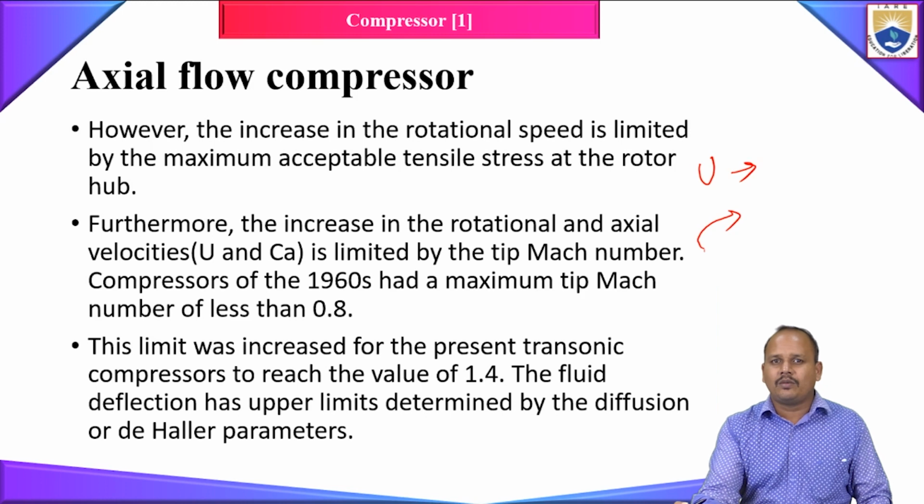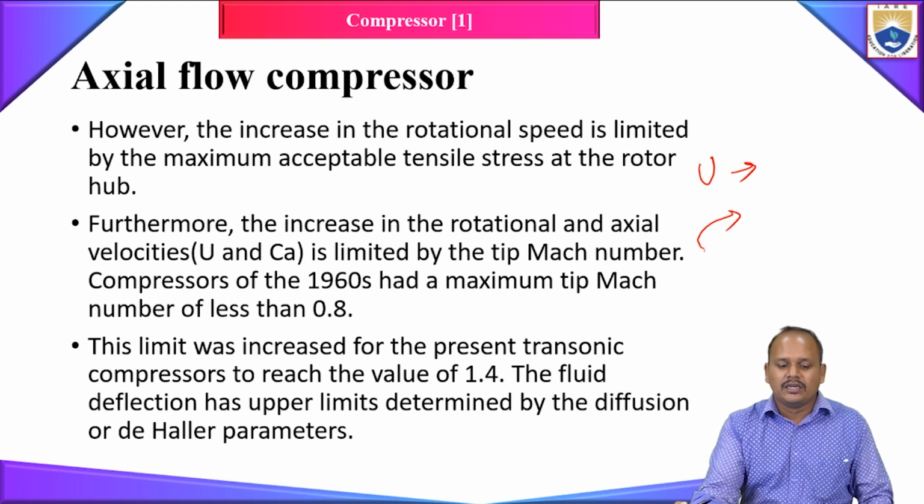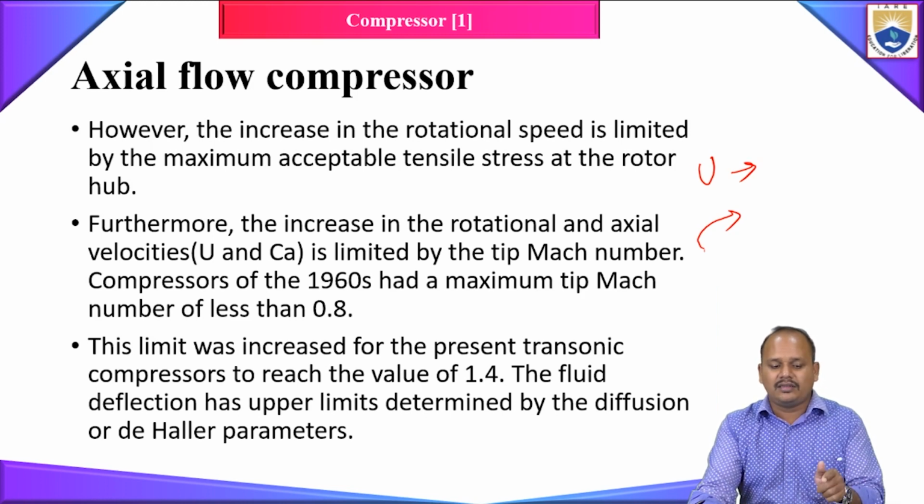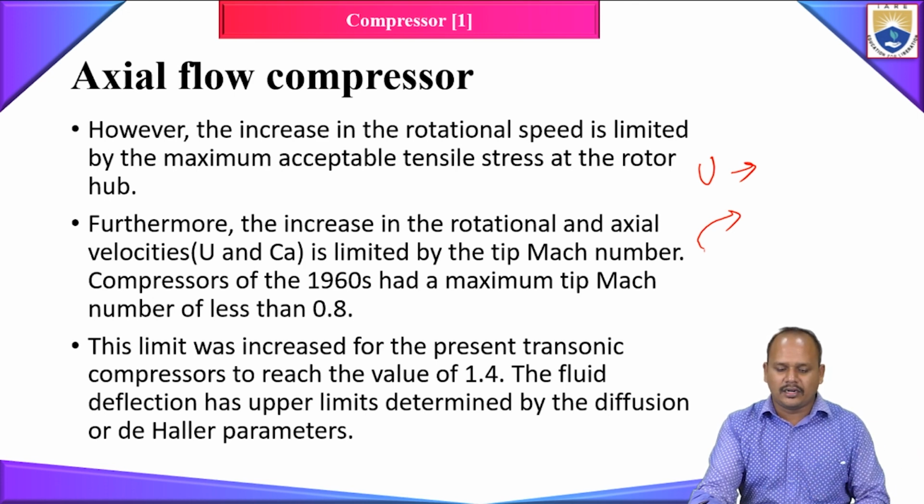If I'm not going to limit it, what is going to happen? I will have the formation of shock wave. So this is basically limiting the speed at which my rotor blade is going to rotate. At the same time, it limits the velocity at which your flow should enter inside your axial flow compressor.